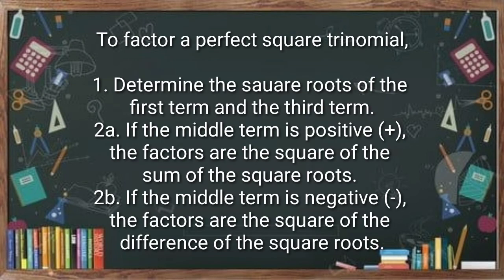To factor a perfect square trinomial, first we need to determine the square roots of the first term and the third term. Second, if the middle term is positive, the factors are the square of the sum of the square roots. So, ibig sabihin, sign ng ating square of a binomial is positive. Second, B. If the middle term is negative, the factors are the square of the difference of the square roots. So, ibig sabihin naman, ang sign ng ating square of a binomial ay negative.